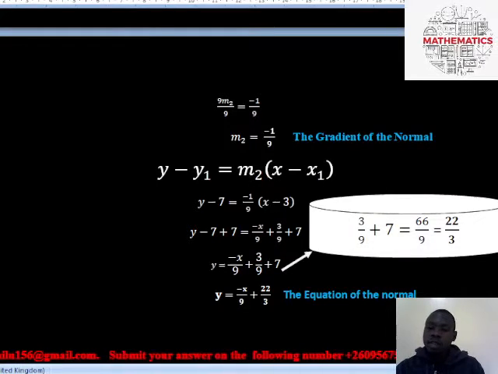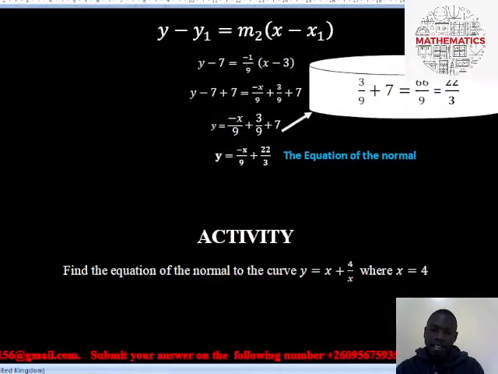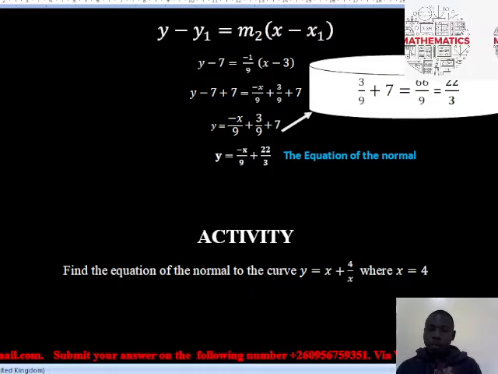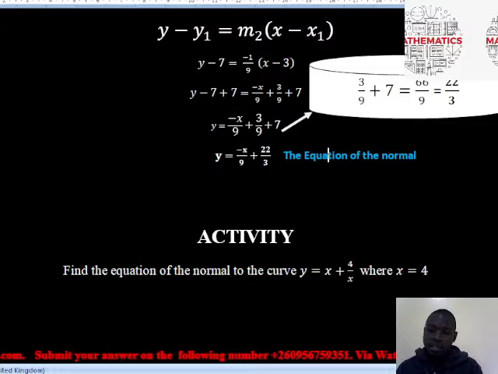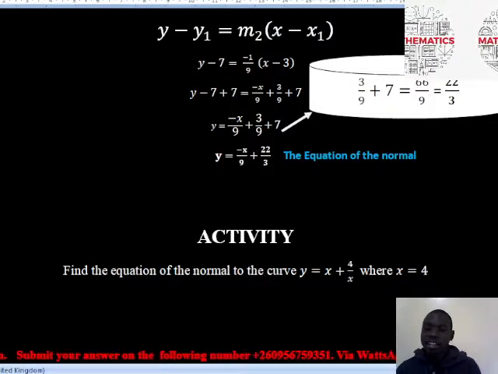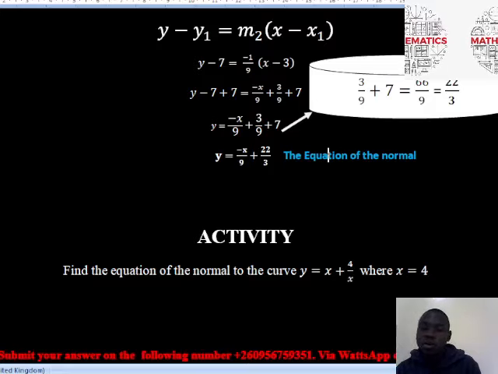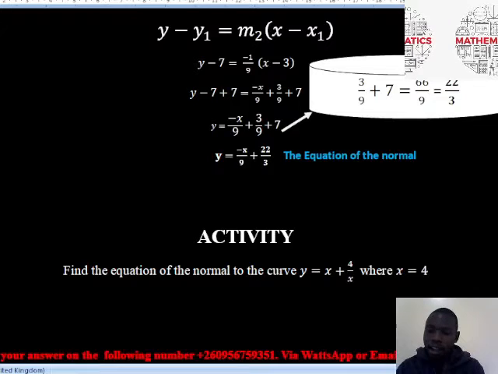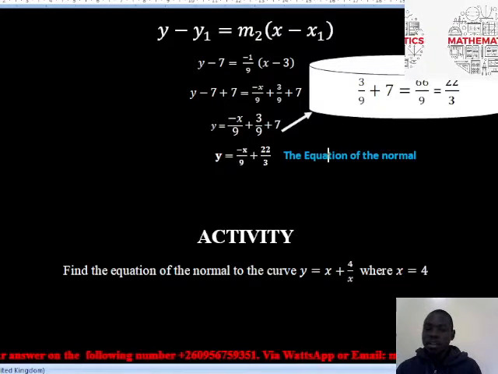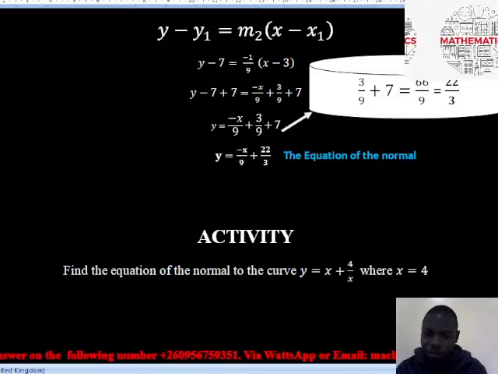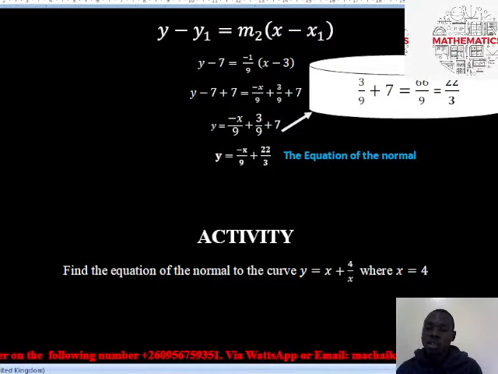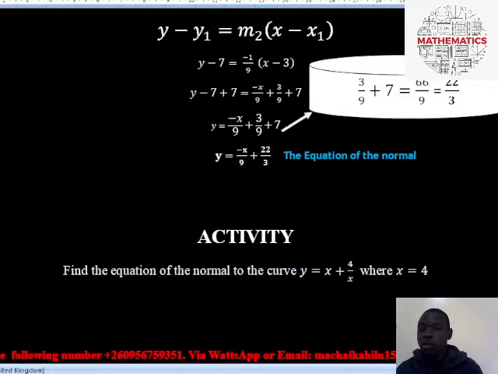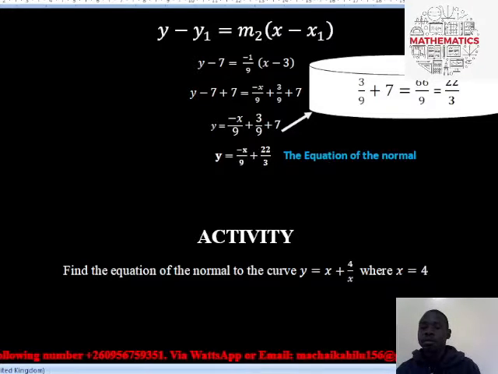Okay, so this is what I could do, prepare for you, but I have a question for you as part of practice. So I have this activity and I'll require you to work it out. Find the equation of the normal to the curve y is equal to x plus 4 over x, where x is equal to 4. That is a question that you, ladies and gentlemen, can work out at your own time, and then send your answers to me so that I can mark you via WhatsApp or via email.